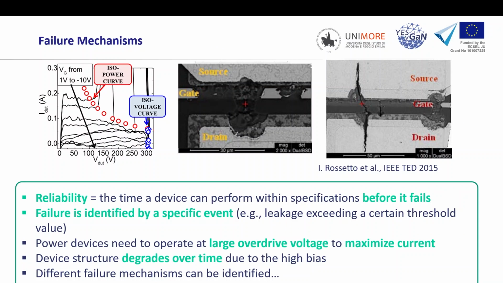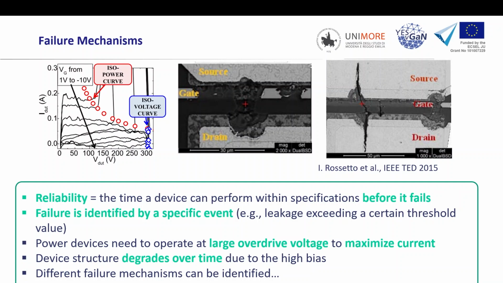Okay, so we've seen a lot about trapping, which is more related to stability of the devices. So coming a little bit to the failure instead, as I mentioned before, the reliability is basically the time a device can perform within specs before failure happens, which is normally identified by, let's say, a threshold event. So for example, leakage exceeding a certain value, at that point you know that your device is not going to work, or it could catastrophically fail. So of course you want to avoid that case.